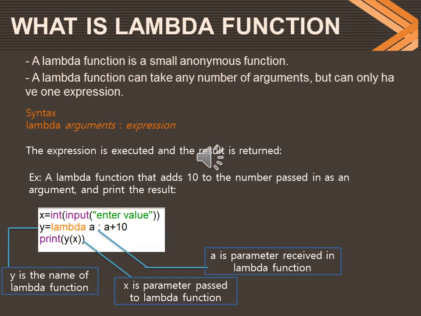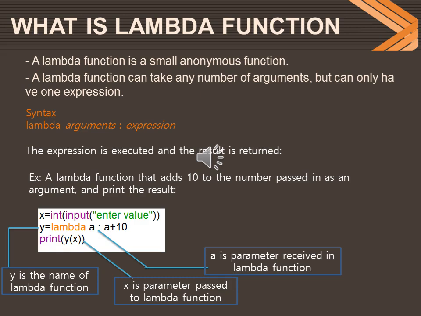So what is a lambda function? A lambda function is a small anonymous function. It is a function that can take any number of arguments but can only have one expression. Means any number of arguments we can pass, but we can give only one expression.